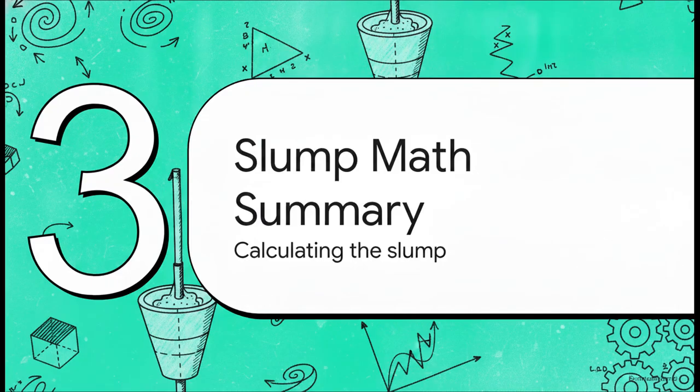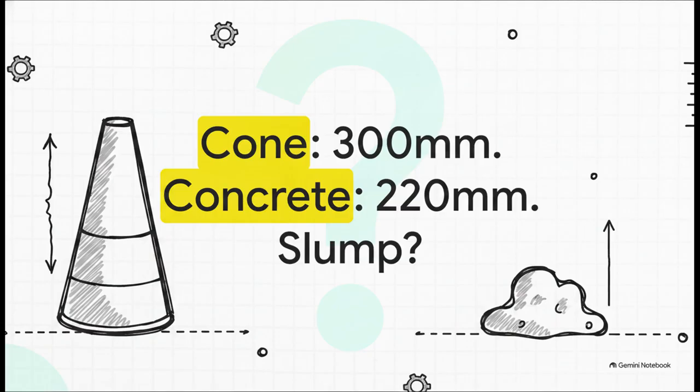All right, Section 3, Slump Math and Exam Summary. Let's do some calculating. Grab your calculators, everyone. Here's our first problem-solving quiz. If the original height of your testing cone is exactly 300 millimeters, and after lifting the mold, the highest point of your slumped concrete is sitting at 220 millimeters, what is the reported slump value?